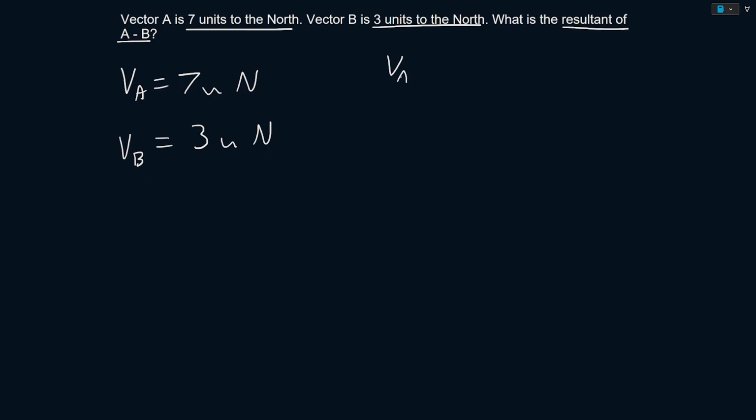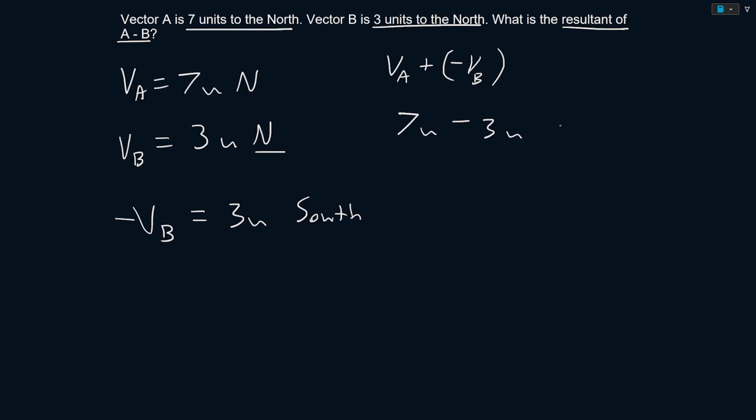Subtracting a vector is the same as adding the negative of the vector. Because vector B is now negative, it has the same magnitude of 3 units, but is in the opposite direction of north, which is south. Now we can subtract the two vectors to get 7 units minus 3 units is equal to 4 units, and the direction will be north as that is the direction of the larger vector.